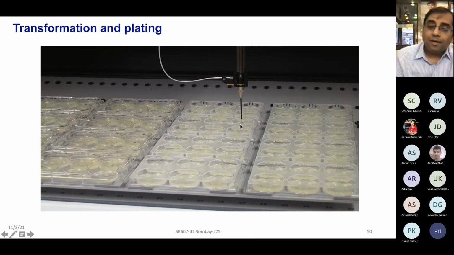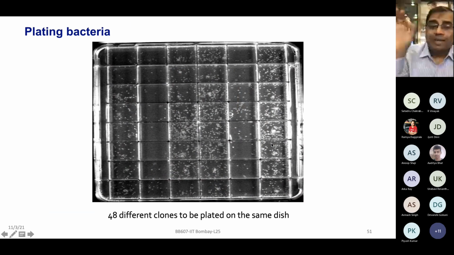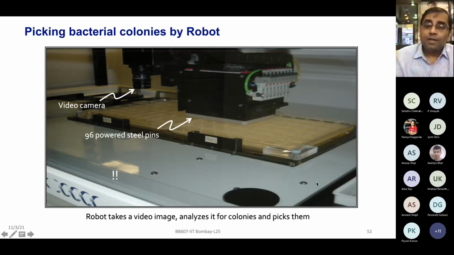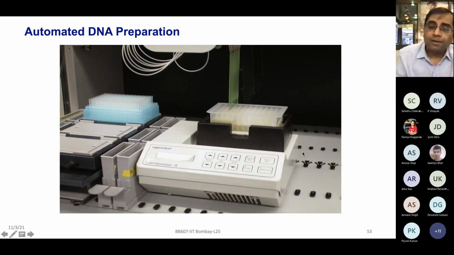Even this part, picking up a colony, some of you have done the cloning, and you will realize that it requires some manual eyes and intervention to look for the best, not very crowded, single colony to pick up. But in this case, a video is put over there, which identifies the right density, looks for the single colony, and captures that. Everything is automated. You are not utilizing too much human time; rather, all the instrumentation is doing things in an automated manner. So, picking up the bacterial colonies by robotic picker.